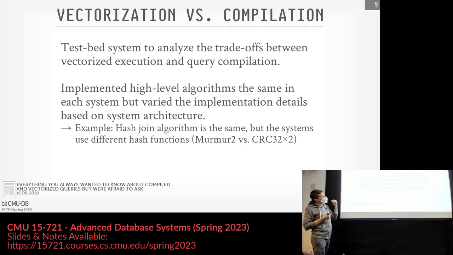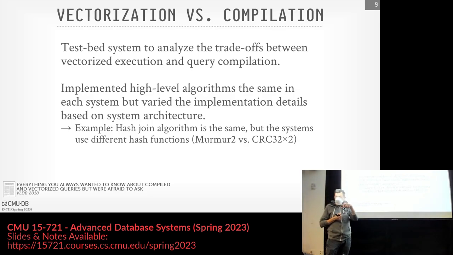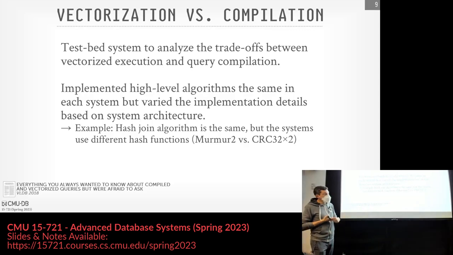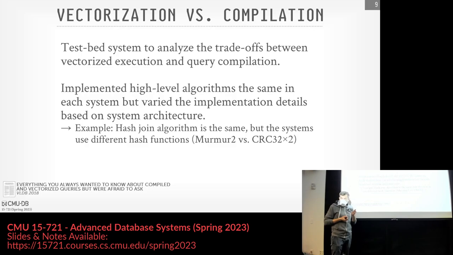Another example would be that in Hyper, they're using the morsels approach with threading to decide how to schedule tasks or queries, whereas in Vectorwise, they're spawning threads and letting the OS schedule things, right? So we want to avoid all of that. Now, all the high-level algorithms will be the same in both implementations, but the low-level details will be slightly different, because there'll be certain design decisions that are more efficient for one versus the other, so you can't use the same thing.